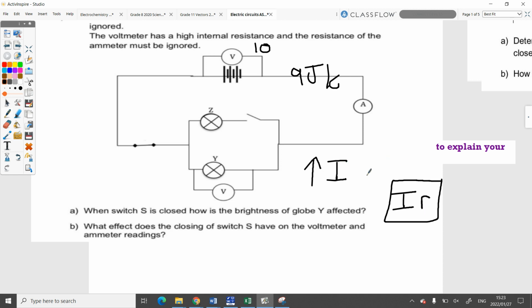So if the current goes up, it means that I times little r will go up. What is I times little r? Internal voltage. It's the energy that the battery eats. In this case, the battery ate 1 joule. Now the battery is going to eat more, 2 joules, for instance. So is this still going to be 9? No, so now these electrons only leave with 8. So are they going to give the same amount of energy to these light bulbs? No. So what's going to happen to the brightness? Decrease.